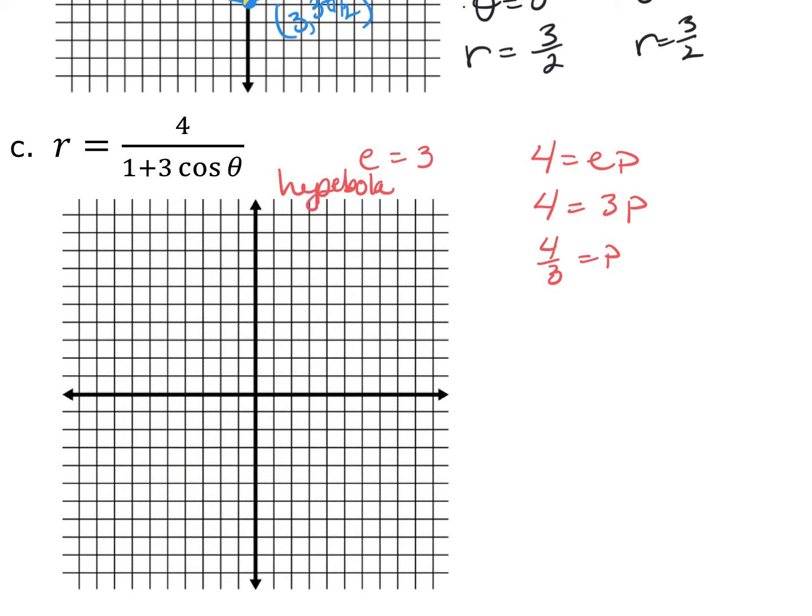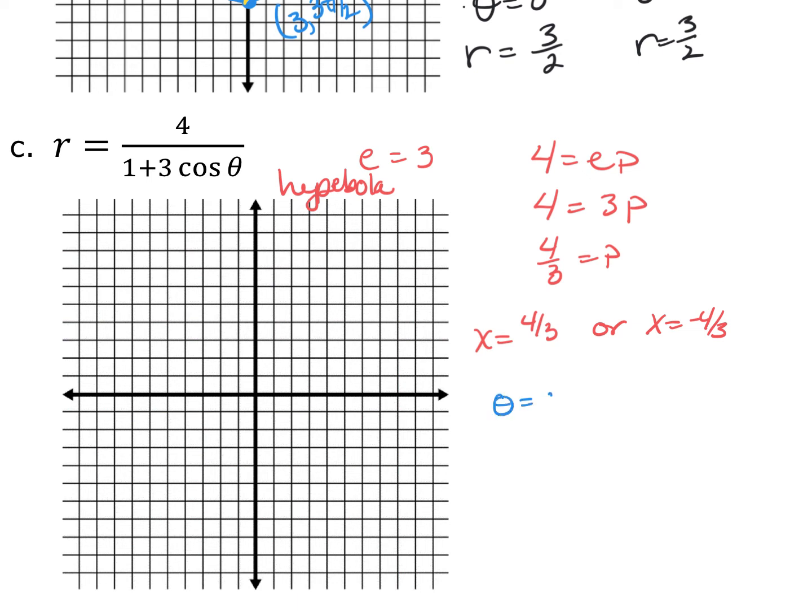So we know this is a hyperbola. And because it's cosine, we know that my p value is either x is equal to, so I'm opening left and right, so I either have x is equal to 4/3, or I have x is equal to negative 4/3. Now remember, I don't take the time to memorize this. So let's start taking some points.